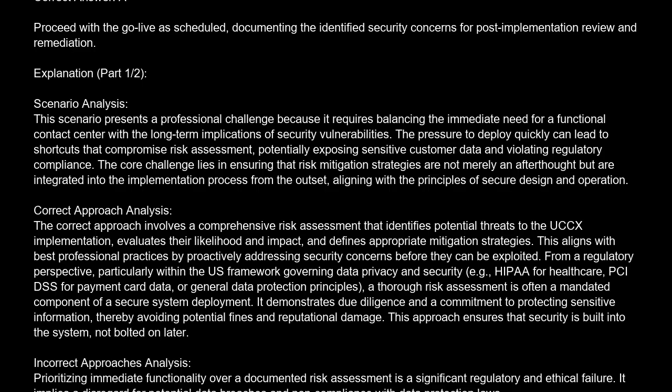From a regulatory perspective, particularly within the U.S. framework governing data privacy and security, e.g., HIPAA for healthcare, PCI DSS for payment card data, or general data protection principles, a thorough risk assessment is often a mandated component of a secure system deployment. It demonstrates due diligence and a commitment to protecting sensitive information, thereby avoiding potential fines and reputational damage. This approach ensures that security is built into the system, not bolted on later.